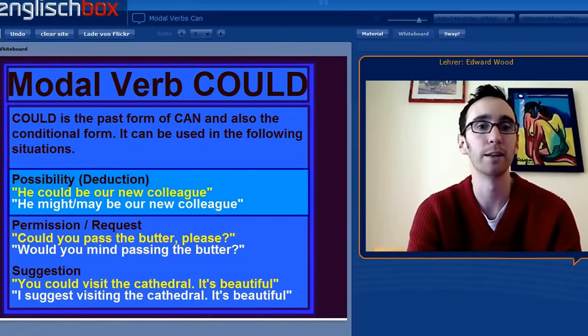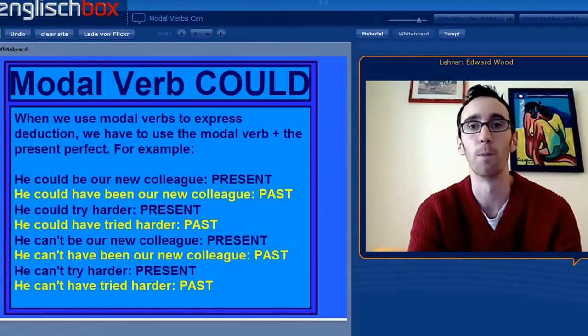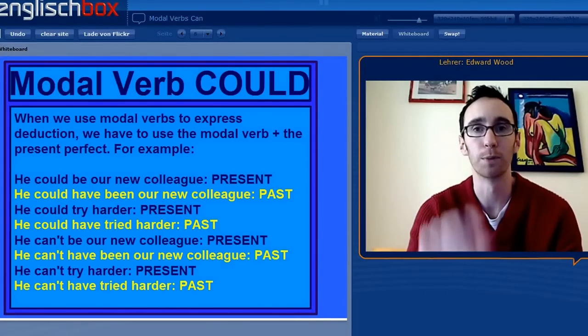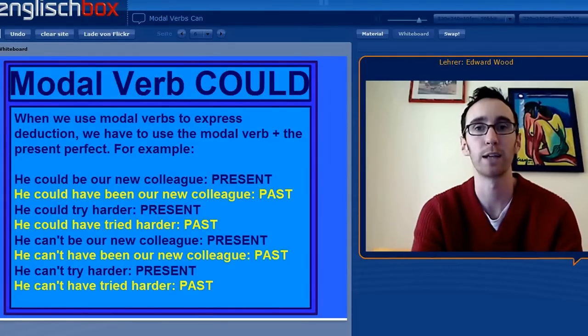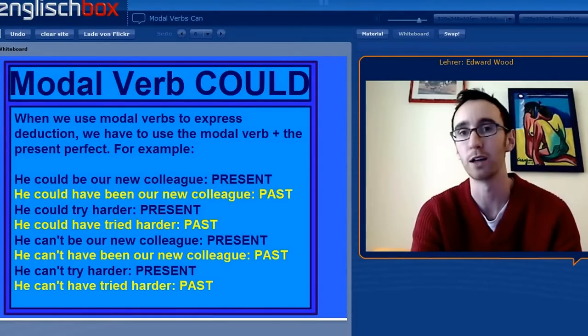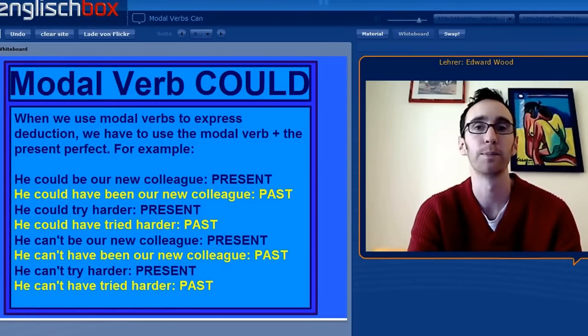Now I've highlighted the deduction, he could be our new colleague, because in the past it takes a slightly different form. We use the modal verb could plus the present perfect. So the past form of he could be our new colleague would be he could have been our new colleague. And the past form of he could try harder would be he could have tried harder. So here we're talking about a 50 or 60% chance.